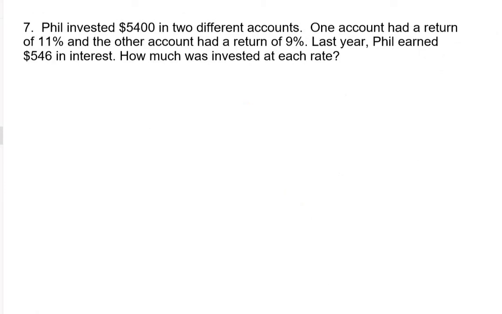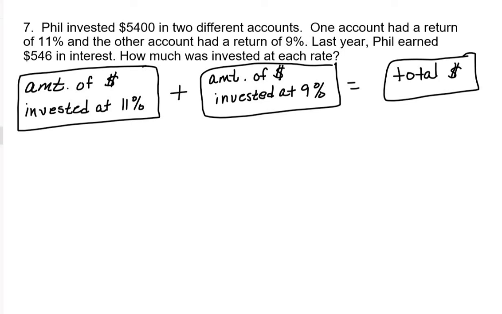Problem number 7, Phil invested $5,400 in 2 different accounts. One account had a return of 11% and the other account had a return of 9%. And last year, Phil earned $546 in interest. How much was invested at each rate? Right? So we have money in one account and money in a second account, and I know that all totaled, we have $5,400 in those 2 accounts. Okay, so there's a description of what I have going on.